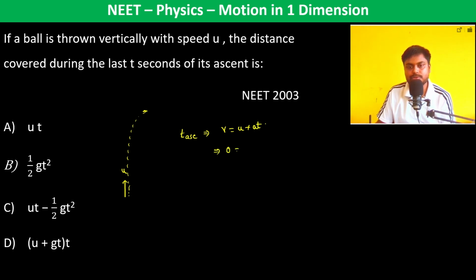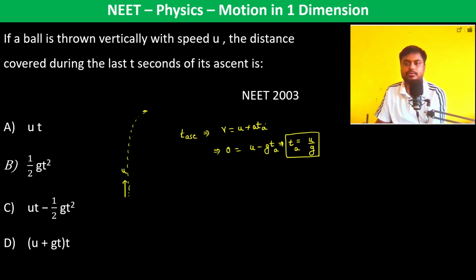So 0 is equal to u minus gt. Therefore the time taken is u by g. This is the time taken for ascent. Now what we have to find out is the distance traveled during the last t seconds of ascent.